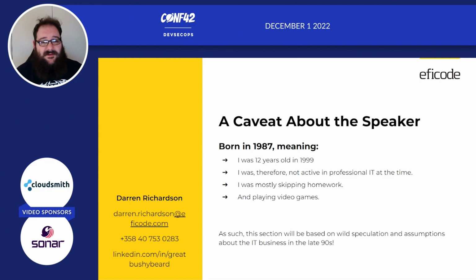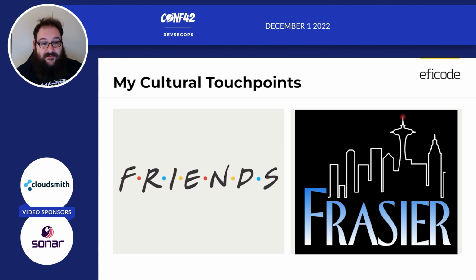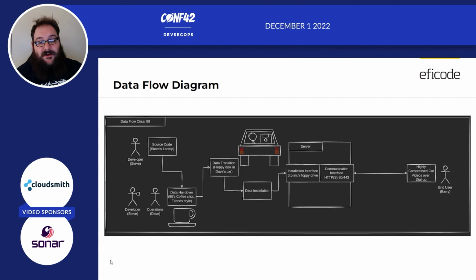So this entire section is based on wild speculation of what I assume the IT business was like in the late 90s, which is based on my personal cultural touch point, which is, of course, the American sitcom, more specifically, Friends and Frasier. So we're going to assume that every data handover that happened in the time was done in a 90s style coffee shop. So here is our data flow diagram, circa 99.